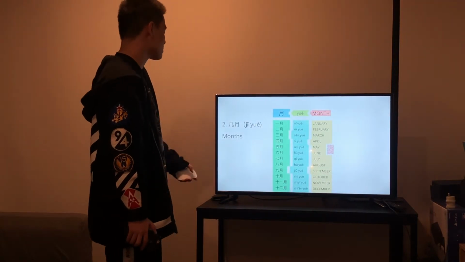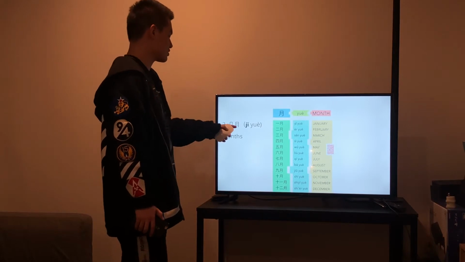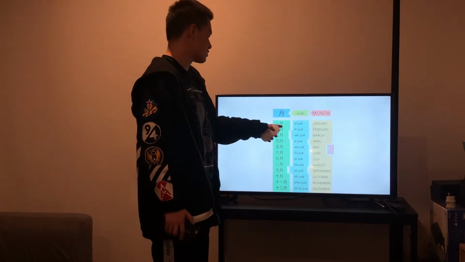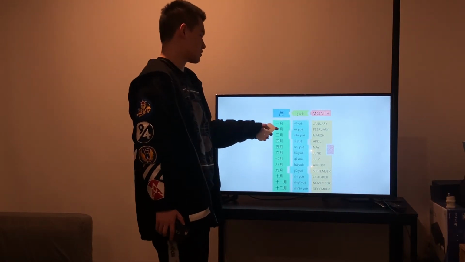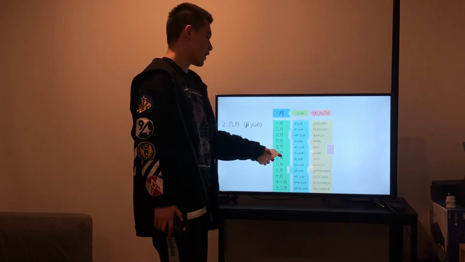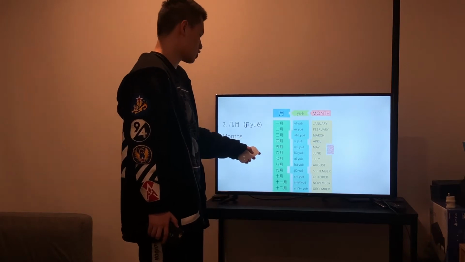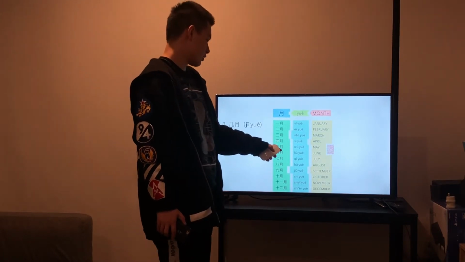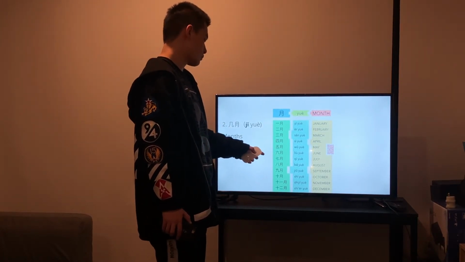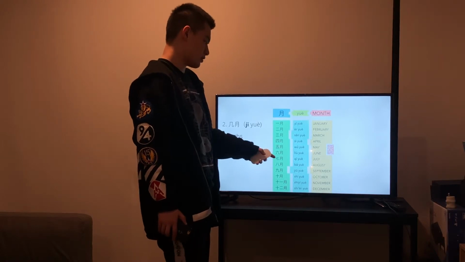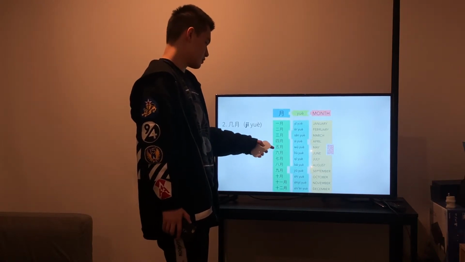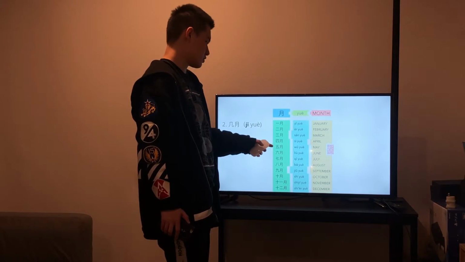The second is the months, which in Chinese is 几月. The first is January, in Chinese 1月. The second is February, 2月. Third is March, 3月. Fourth is April, 4月. The fifth is May, 5月. The sixth is June, 6月.